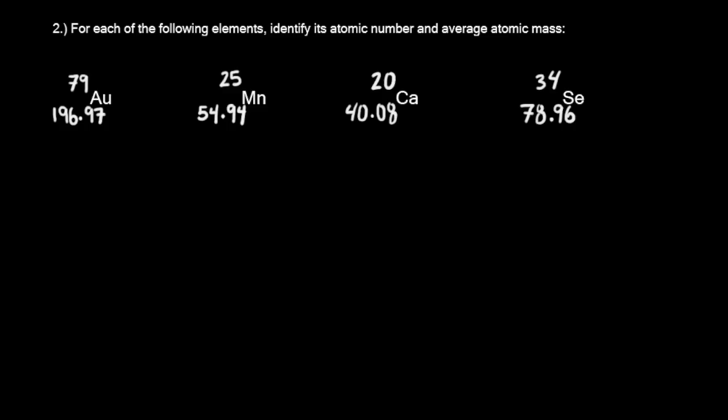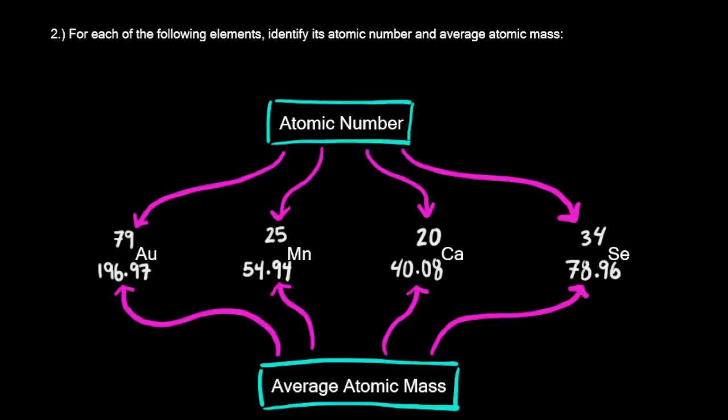The average atomic mass is the weighted average of the actual isotopic masses of all the naturally occurring isotopes of an element. It is usually shown as the larger number on the periodic table and is expressed as a decimal value. So here, the atomic numbers of the four elements are provided at the top. So the top number is the atomic number, and the lower number is the average atomic mass.